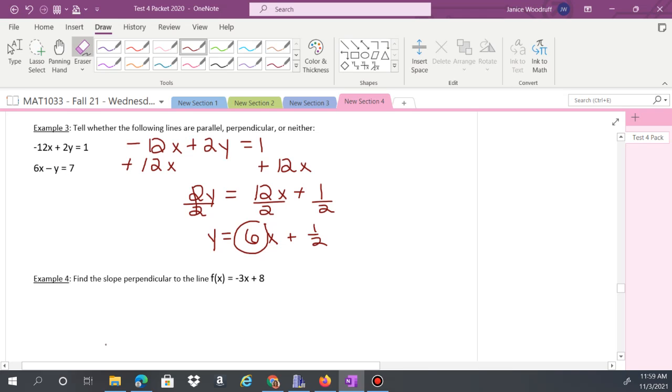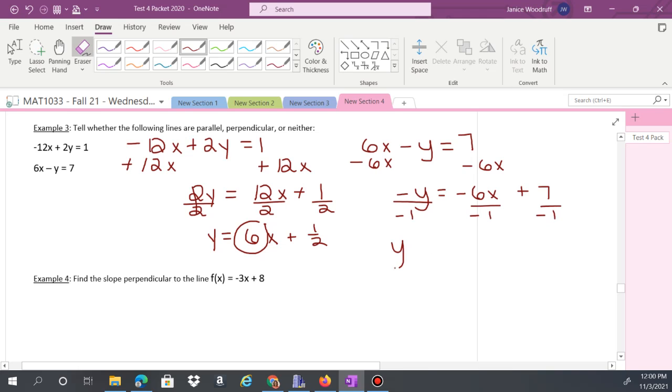So we need to find the slope of the second line. The second line is 6x minus y equals 7. I'm going to subtract 6x from both sides. That's going to give me negative y equals negative 6x plus 7. I'm going to divide everything by negative 1, and that will end up giving me y equals positive 6x minus 7. So that slope is also 6, which means these lines are parallel.